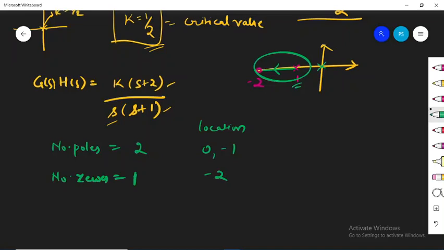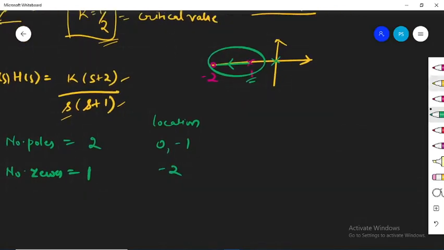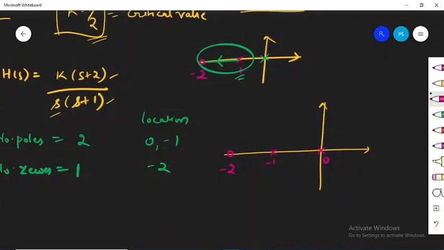Now if I make this root locus plot, this is the S plane. One pole is located at 0, another at minus 1, and one zero is located at minus 2. Fine. The next step is to determine in which portions the root locus will lie on the real axis, that is applying rule number 4.